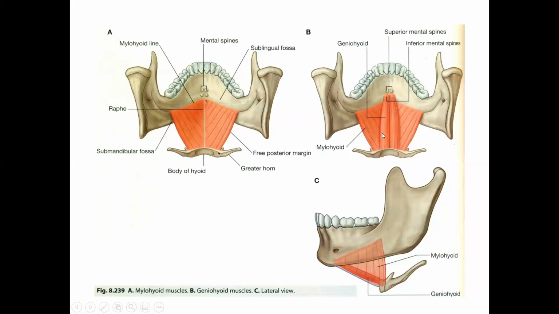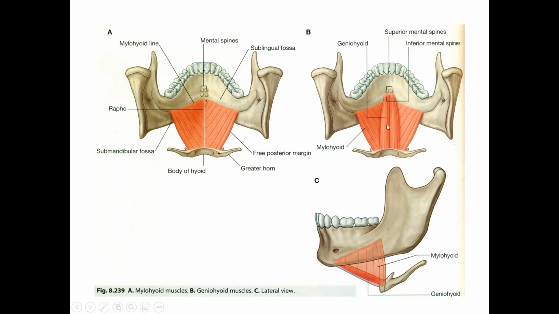And this is the geniohyoid muscle. You can see it. Now the second muscle, just superior to the mylohyoid muscle, is the geniohyoid muscle. The geniohyoid muscle is a cord-like structure in the middle of the mylohyoid muscle. You can see these are the two geniohyoid muscles, the right and the left. It takes origin from the inferior mental spine of the mandible, and these muscle fibers run inferiorly and are inserted on the body of the hyoid bone.